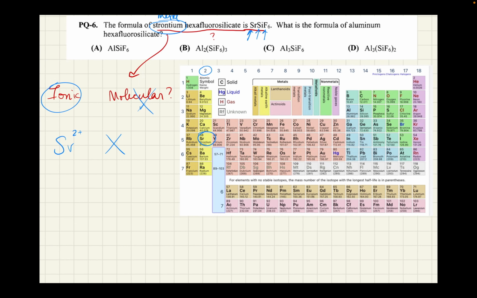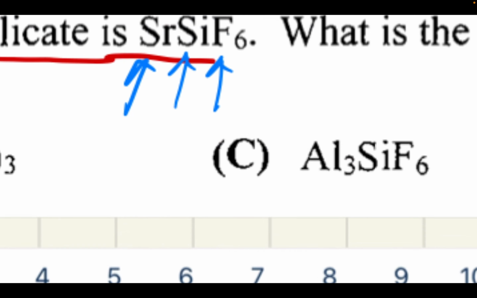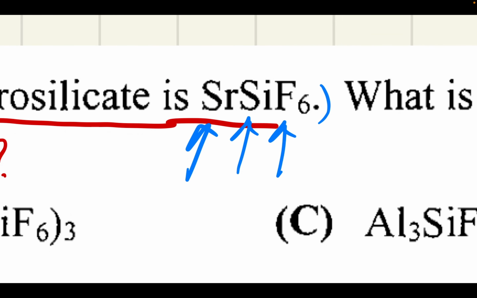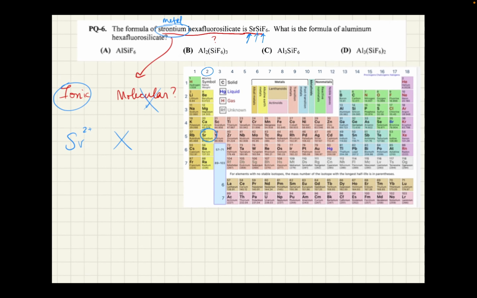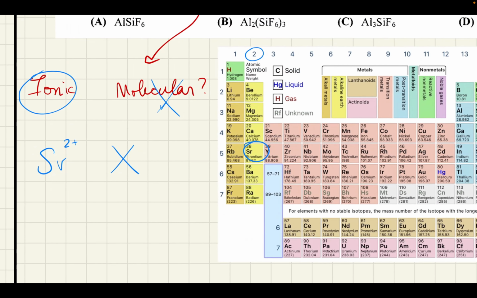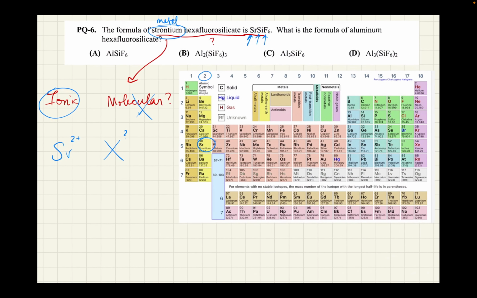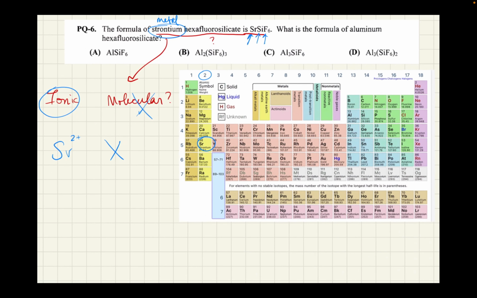Now, how many hexafluorosilicates are there? Well, if we look closely, there's no parentheses around it, so we know there's one of them. So if there's one of these polyatomic ions, and it perfectly balances out a +2 from the strontium, what must be the charge of the hexafluorosilicate? Well, it must have a -2 to balance it out. We need to know that before moving on to the aluminum version.